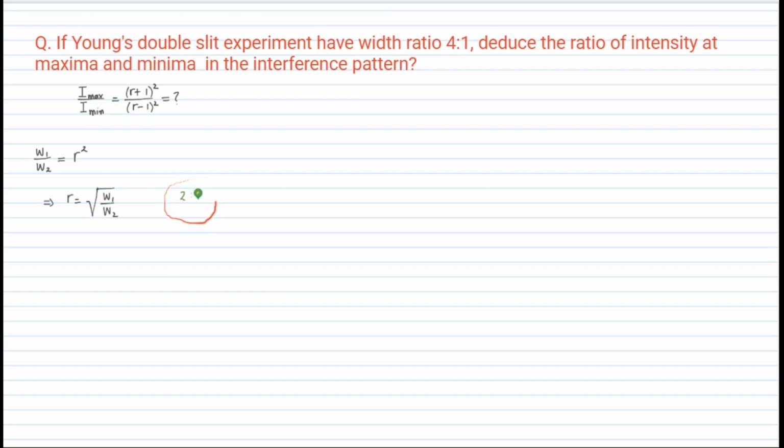Now after you have found your R, you will substitute the value of R here. 2 is to 1 means simply 2. This will be (2 plus 1) whole square. That is 2 plus 1, 3. 3 square is 9. Similarly, 2 minus 1 is 1. 1 square will be 1. So the ratio will be 9 is to 1. Therefore, the ratio of I max by I minima should be 9 is to 1. You can verify your answer here.